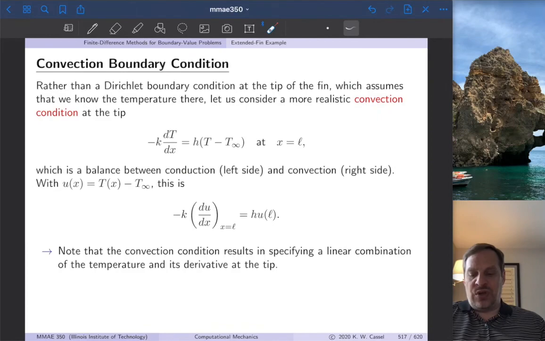Okay, so we'll discuss next time a more realistic boundary condition at the tip.